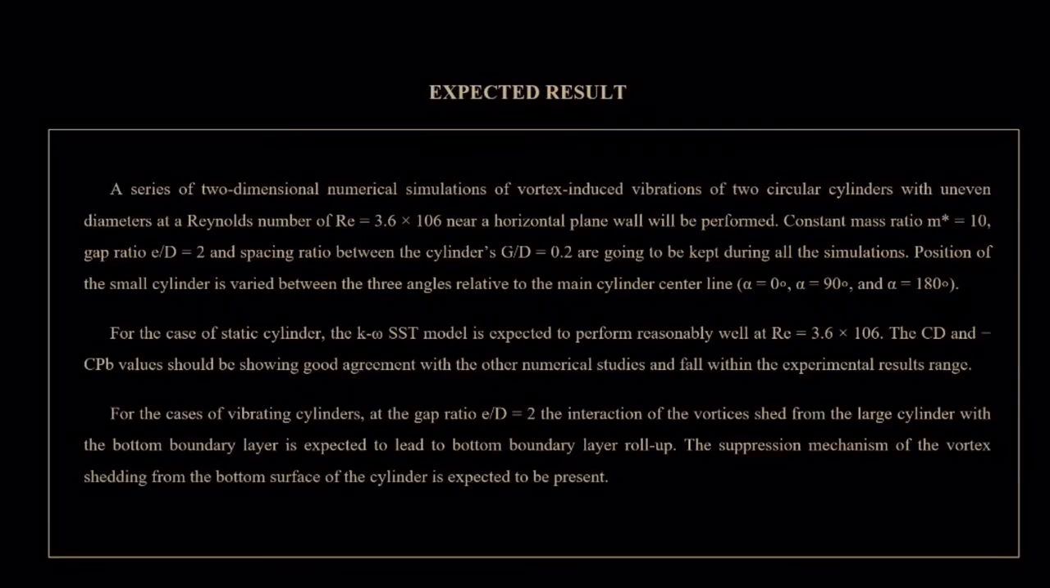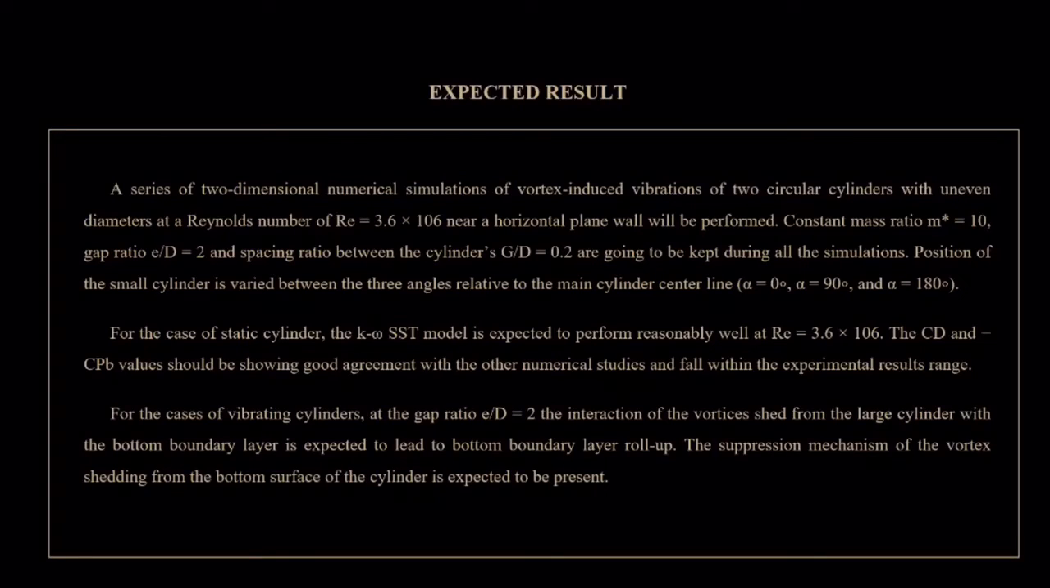Moving on to expected result. Here, a series of two-dimensional numerical simulations of VIV of two circular cylinders with uneven diameter at a Reynolds number of 3.6 times 10 to the power of 6 near a horizontal plane wall will be performed. Constant mass ratio M equals 10, gap ratio equals 2, and spacing ratio equals 0.2 are going to be kept during all of the simulations. The position of the small cylinder will be varied.